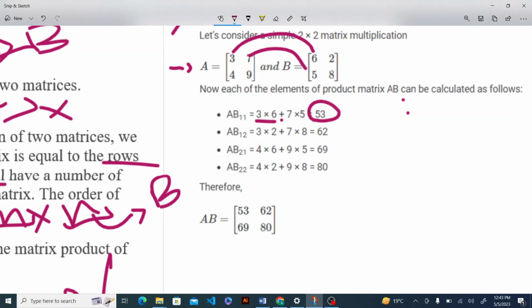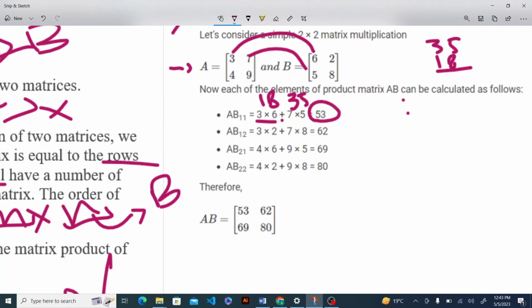Okay, so in the same way, 3 6 and then 7 5, they will be multiplied and then added up, and 53 will be the answer. 3 6 are 18, 7 5 are 35. So 35 plus 18 would be what? Right, 53. See, 35 plus 18: 8 plus 5 is 13, 3 1 4 5, 53.